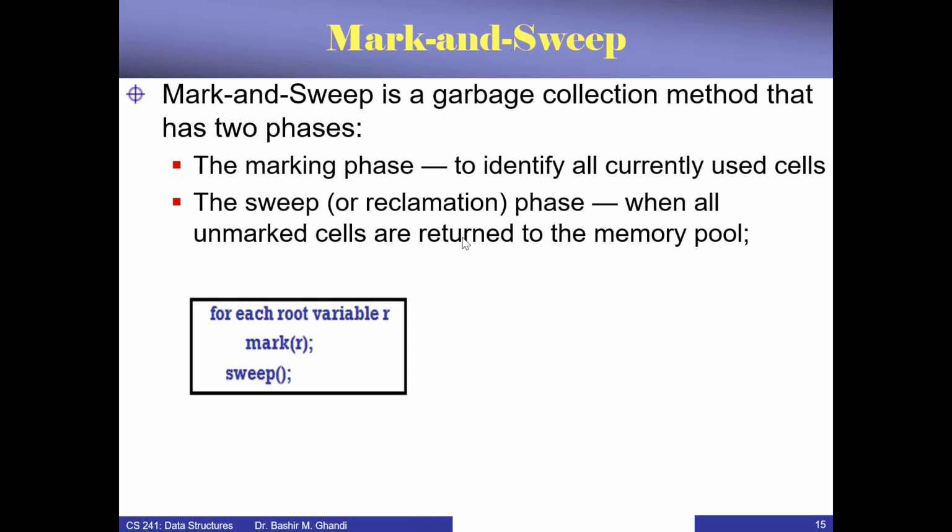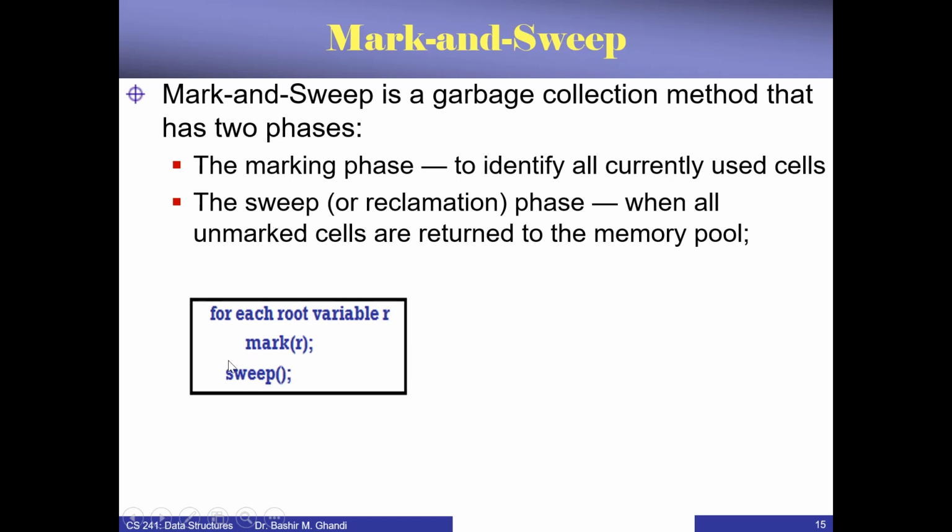Let's see the two algorithms for the two phases. The first one that will run is the mark phase, and it's a simple loop. It says for each variable R, mark the object referenced by R as being used. So all objects that currently have a reference referencing them will be marked as currently being used. This is being used, this is being used, and so on.